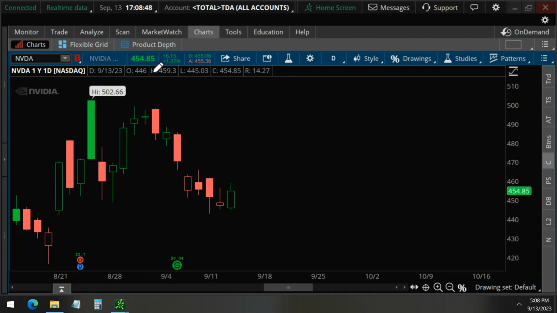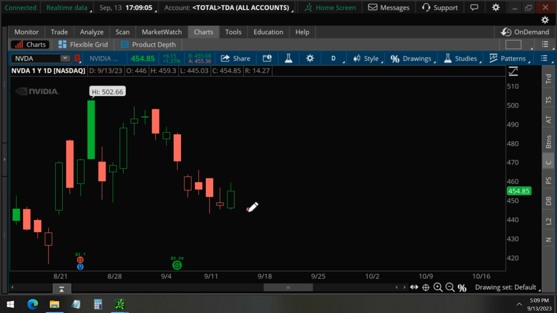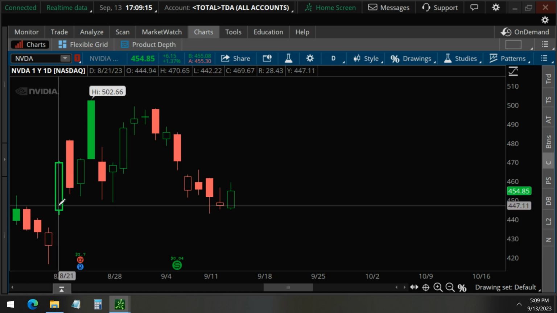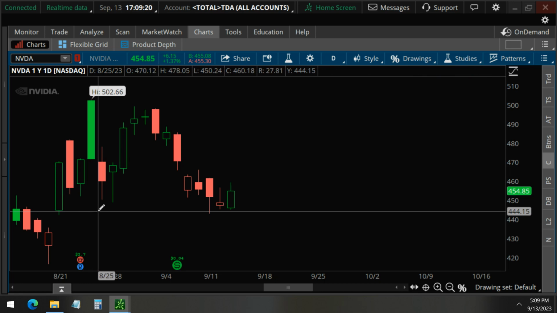How to trade Nvidia after 5 consecutive trading days down, as you can see here. Finally, today, September 13, we had a green day. And this price level is actually where we had gapped up back on August 18 to August 21. So quite significant on the technicals.